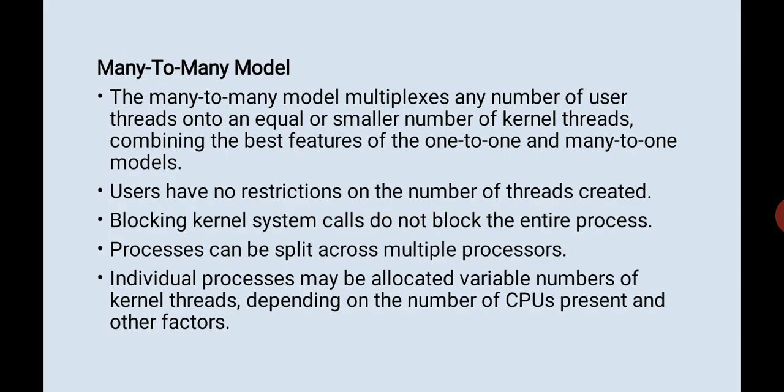Next is the many-to-many model. The many-to-many model multiplexes any number of user threads onto an equal or smaller number of kernel threads, right? Combining the best features of the one-to-one and many-to-one models. So users have no restrictions on the number of threads created. Blocking kernel system calls do not block the entire process. So processes can be split across multiple processors. Individual processes may be allocated a variable number of kernel threads, depending upon the number of CPUs present and other factors. So you have many users and many kernels, so it can choose from there.